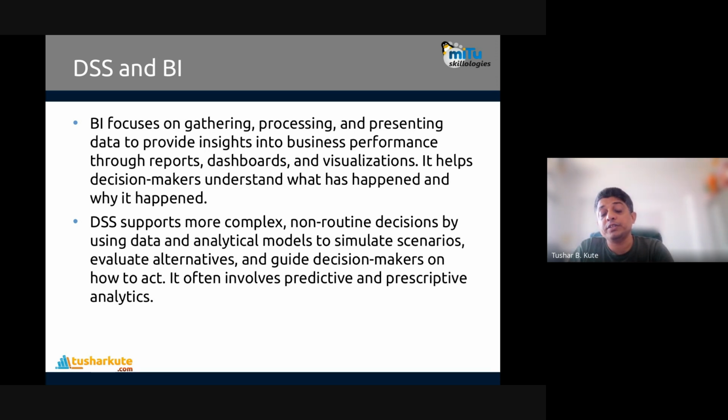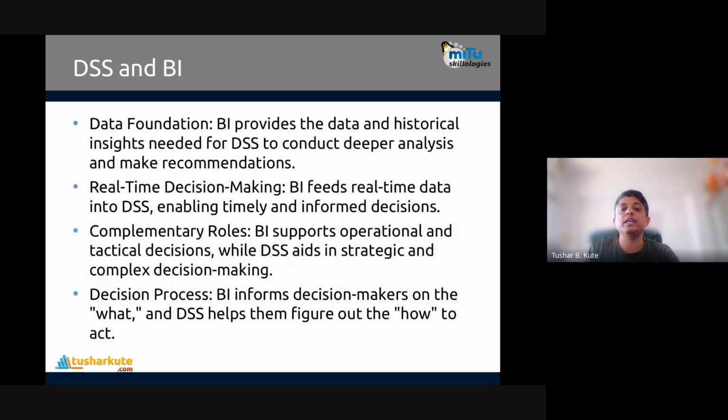But what about DSS? DSS supports complex and non-routine decisions by using data and analytical models to simulate scenarios, evaluate alternatives, and guide decision makers on how to act. It often involves predictive and prescriptive analytics. If you look above, descriptive and diagnostic are there, but DSS contains predictive and prescriptive analytics. That's what is different that they are carrying here.